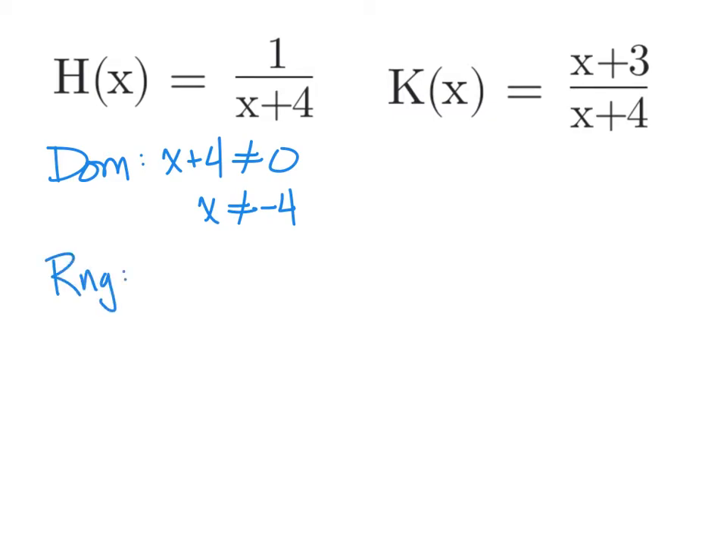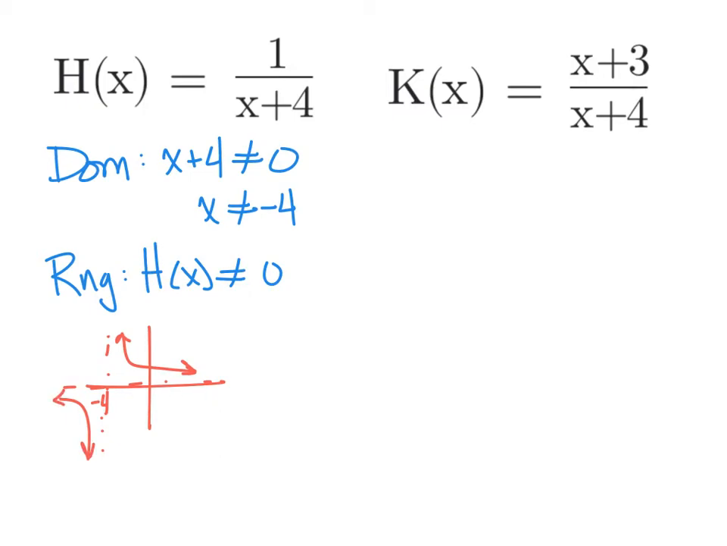And what about the range? Well, when we're just looking at the fraction itself, 1 over x plus 4, as long as that denominator is not 0, 1 over anything is going to be some number, but it's not going to equal 0. If we have 1 in the numerator, this fraction can never, ever equal 0. So h of x cannot equal 0. That's why when we look at the graph, we're going to have this vertical asymptote over here at negative 4. And we're going to have a horizontal asymptote along the x-axis. And we get our curve, if you remember, to look like this.